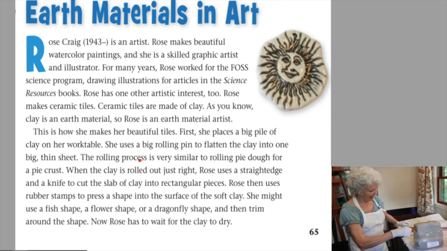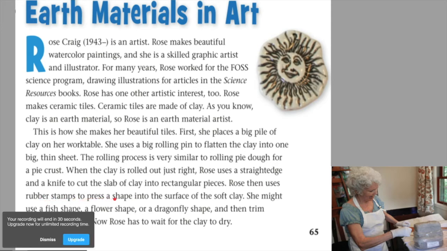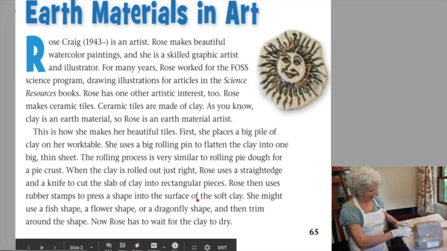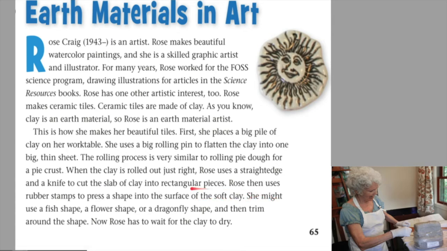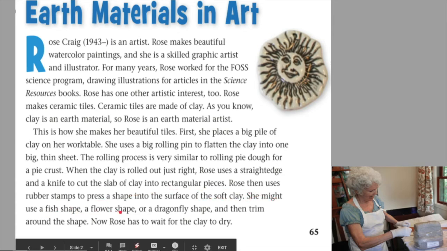The rolling process is very similar to rolling pie dough for pie crust. When the clay is rolled out just right, Rose uses a straight edge and a knife to cut the slab of clay into rectangular pieces. Rose then uses rubber stamps to press a shape into the surface of the soft clay. She might use a fish shape, a flower shape, or a dragonfly shape, and then trim around the shape.